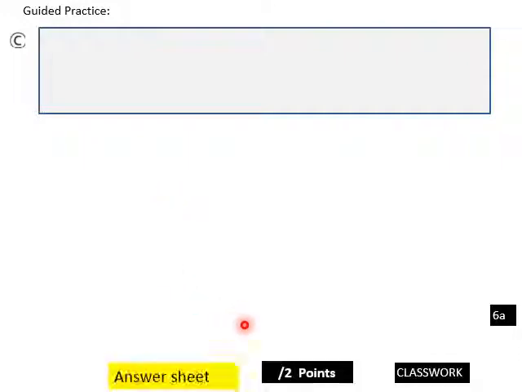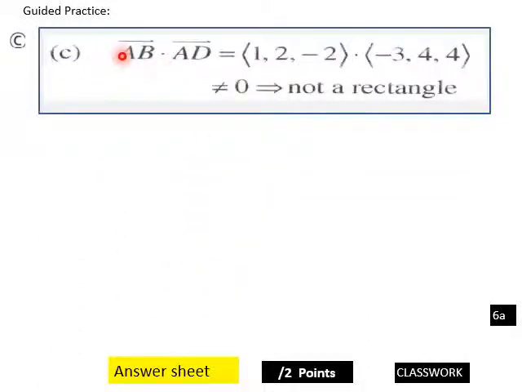this parallelogram. And then for C, to finish, this is all guided practice. C would be vector AB times, well, this would be line segment AB times line segment AD. When you multiply this together, it does not equal 0, so it's not a 90-degree angle, so it's not a rectangle.